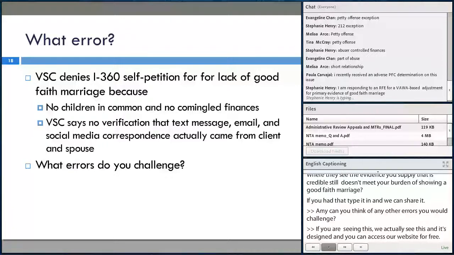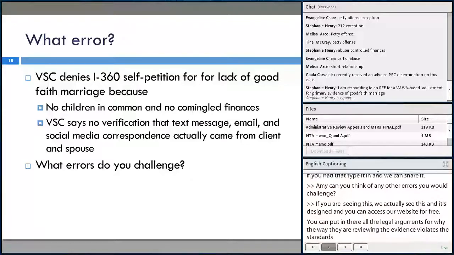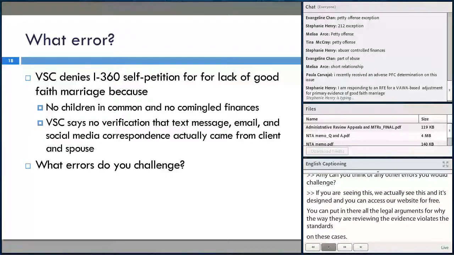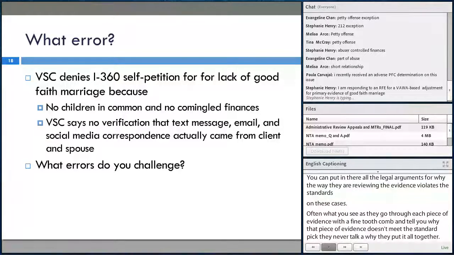Often what you'll see is they'll go through each piece of evidence with a fine-tooth comb and tell you why that individual piece of evidence doesn't meet the standard, and then never talk about why, if you put it all together, it meets the standard. And so that's what we call a totality of the circumstances test. They tend to not apply that, and that is definitely the way they're supposed to be looking at that.